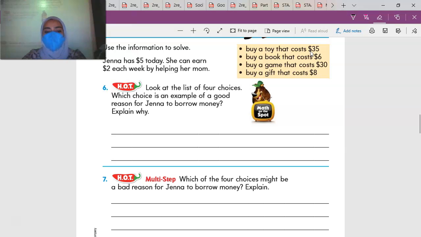So which of the 4 choices might be a bad reason for Jenna to borrow money? It would be the toy. Why? Because it costs the most and it will take her a long time to pay back. So it's the toy because it costs the most and it will take a long time to pay her back. Write that down and pause the video now.